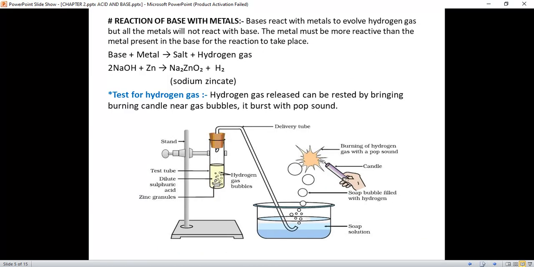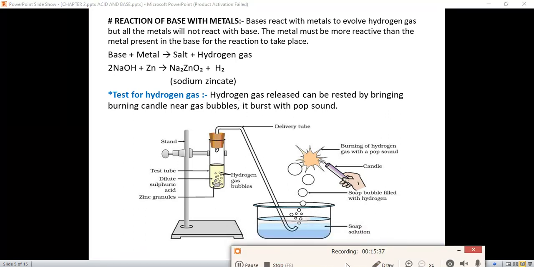Now we will see the reaction of base with metal.